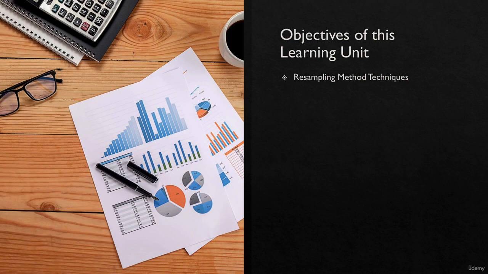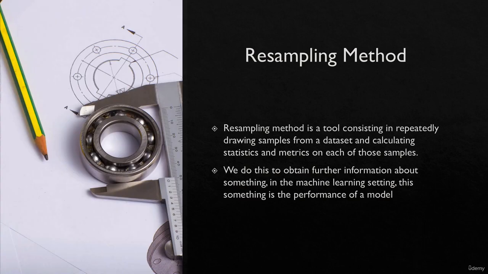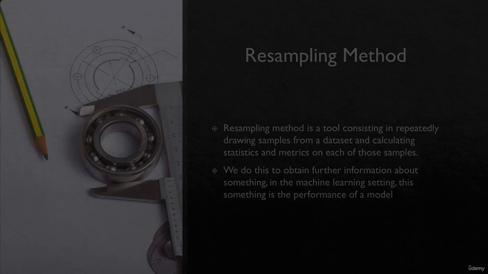First of all, let's understand what exactly is this resampling. Resampling is a tool which consists of repeatedly drawing samples from a data set and calculating the statistics and the metrics on each of those samples. We do this to obtain further information about something, and in a machine learning setting, this something is the performance of the model. Now the question is why we have to use this.